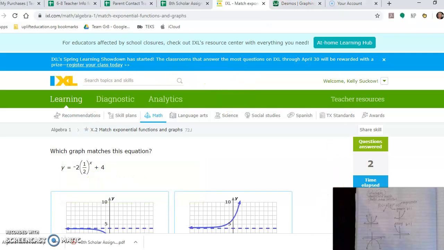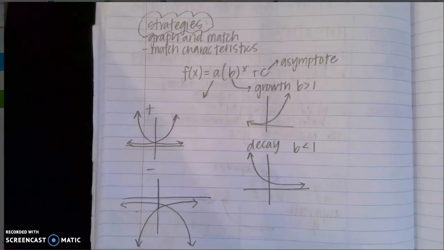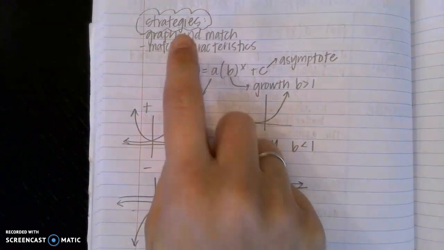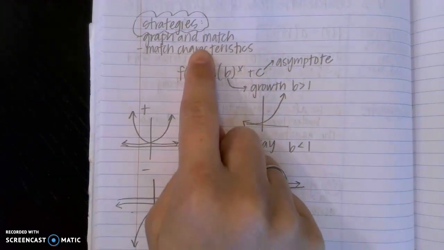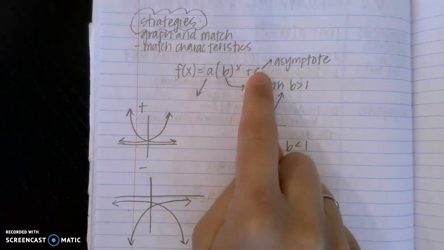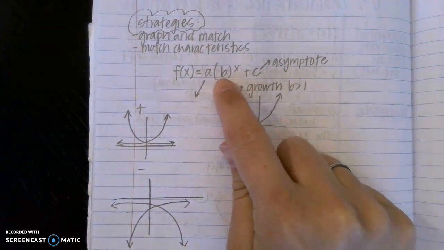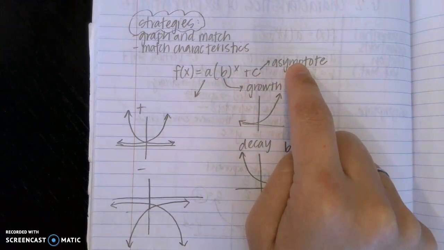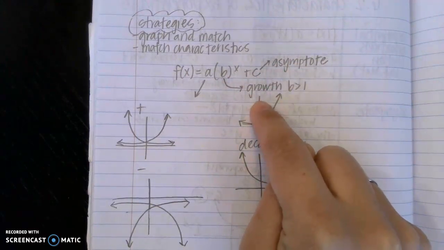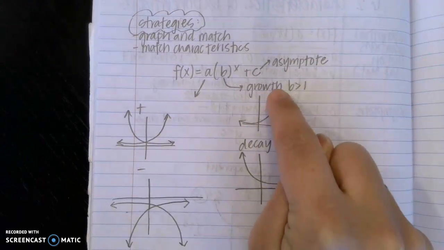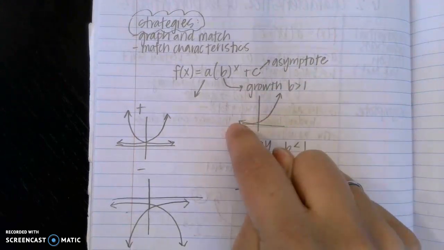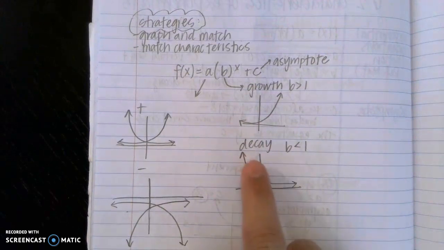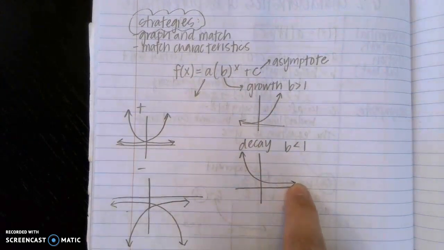The other strategy that I've listed on my little cheat sheet is to match the characteristics. If this is your basic equation, a times b to the x plus c, c is going to be your asymptote, so that's where your dotted line is. Your b value, if it's growth, is going to be greater than 1, which means it's going to look like this, increasing, going up. And decay is going to look like decreasing, going down.